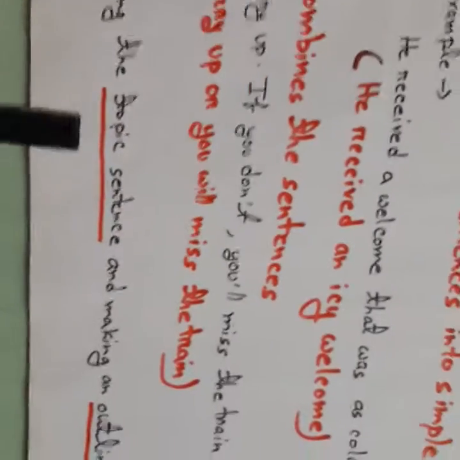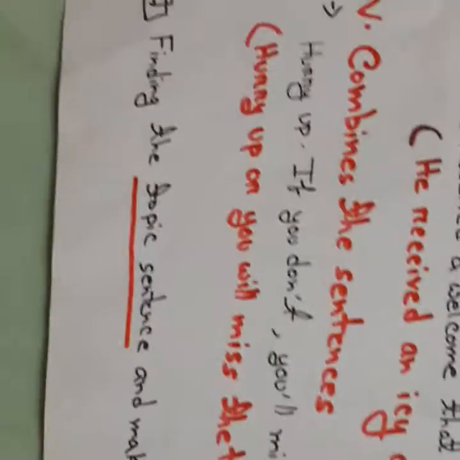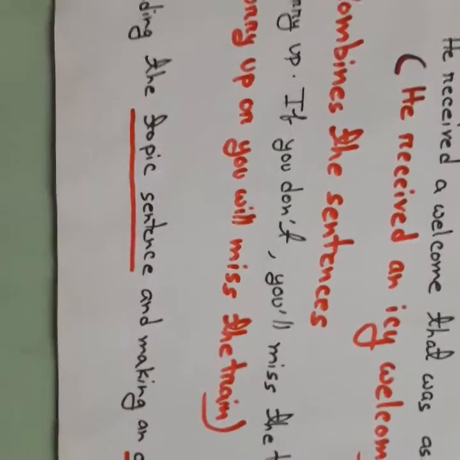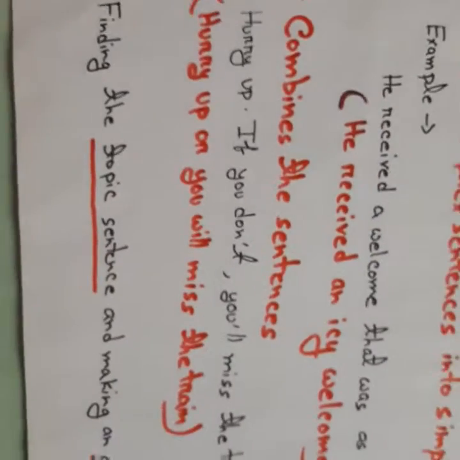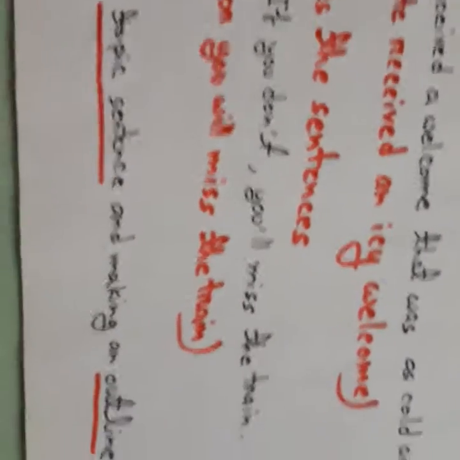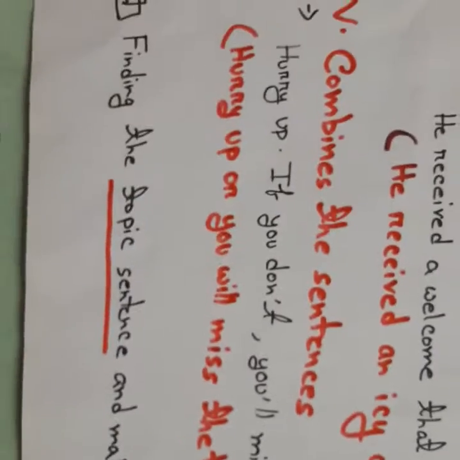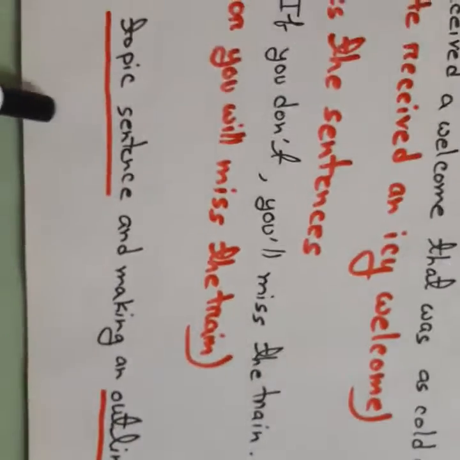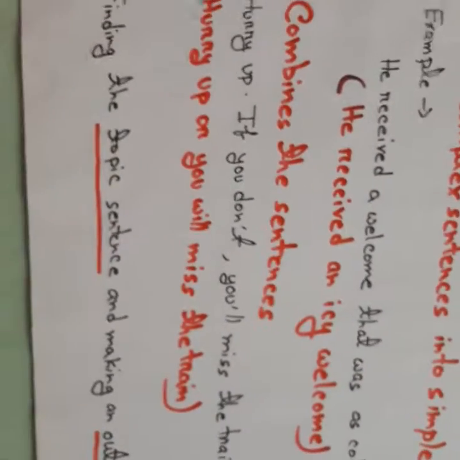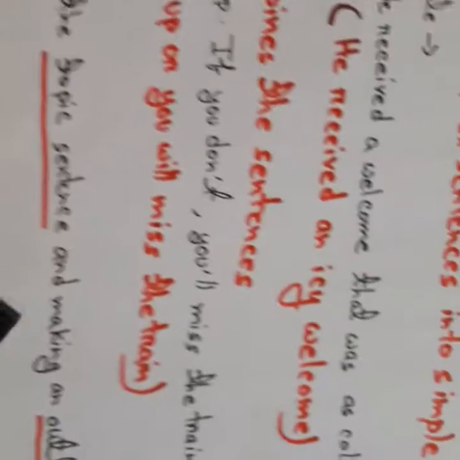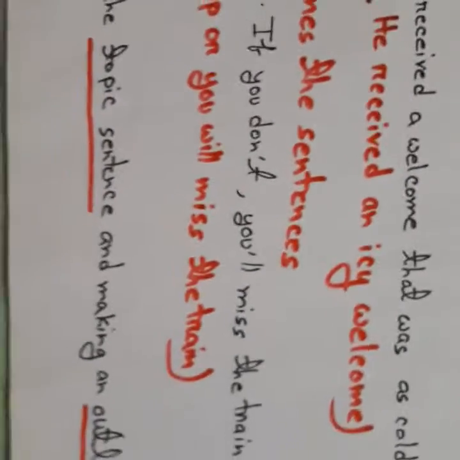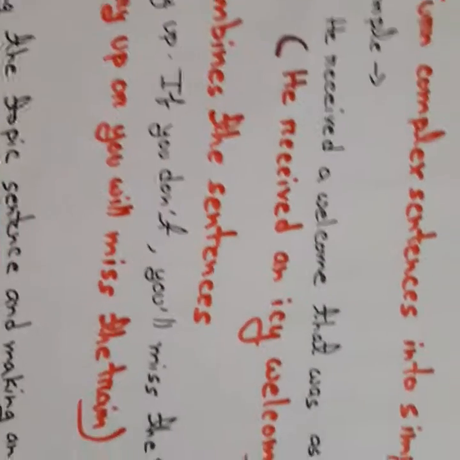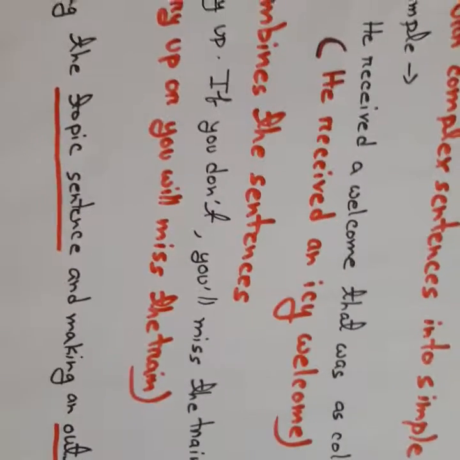Then find the topic sentence and make an outline. You need to find the topic sentence. It will help you to write your summary precisely. Then after finding the topic sentence, just make an outline and start writing, so that you can easily write down your summary. By following all the techniques, you can easily write your summary, and it will give readers a better understanding of your summary.